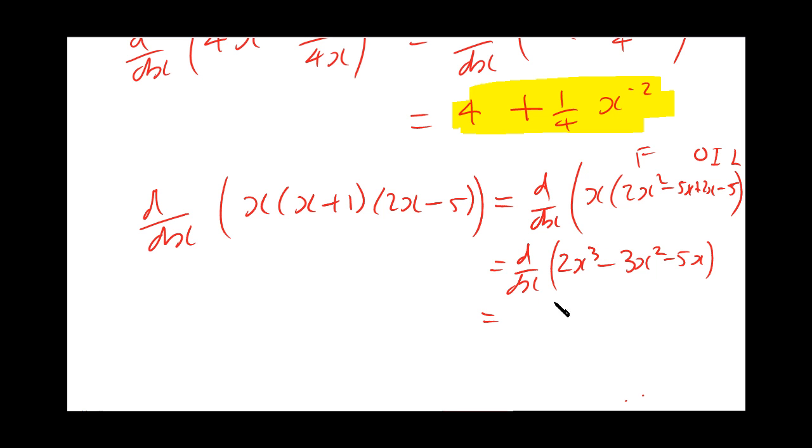Differentiate that, times by the power, take 1 off the power. 2 times 3 is 6x squared, minus times by 2 is 6x to the 1, just leave that as x, and minus 5x just becomes minus 5. And this is our final answer.